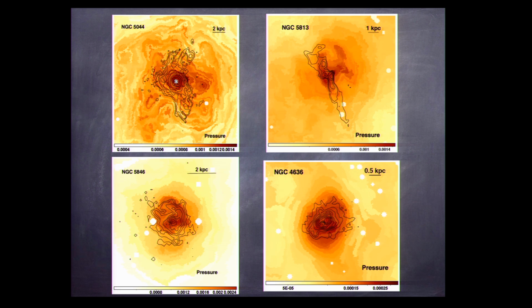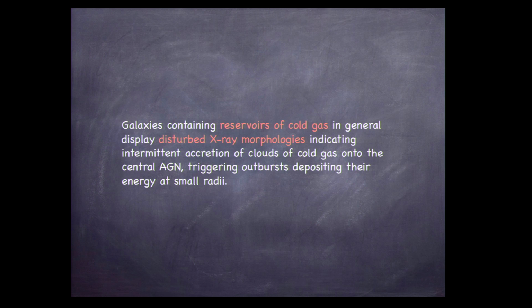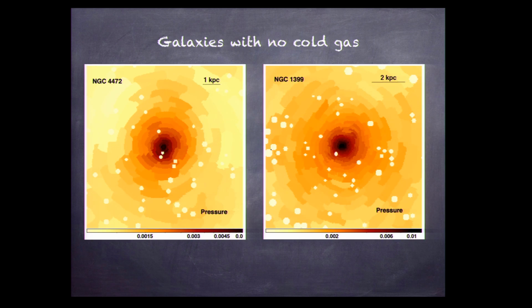So all these galaxies which contain cold gas have very strong radial mode AGN activity, which indicates that intermittent accretion of clouds of cold gas onto the central AGN triggers outbursts, depositing the energy at small radii. On the other hand, the systems with no cold gas look very relaxed in X-rays.